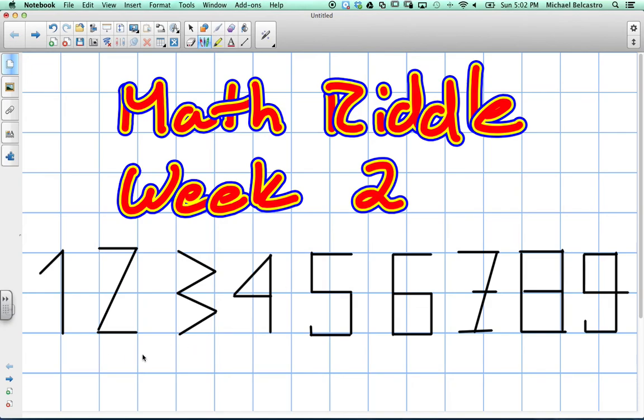So again, my students probably know this, they talk about it all the time, but it'll give you a week to try to figure out why these symbols are chosen to represent each of these numbers.